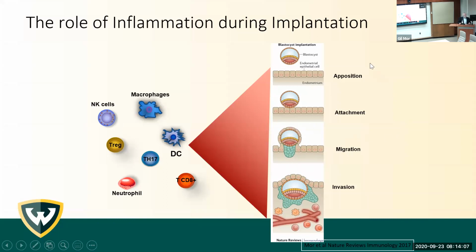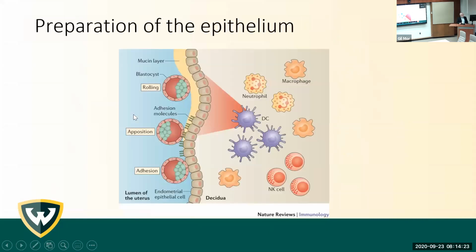A first stage is what is called the apposition and the attachment, the preparation of the epithelium. And the second stage is the migration and the invasion. What are the immune cells that are playing a role in this today?